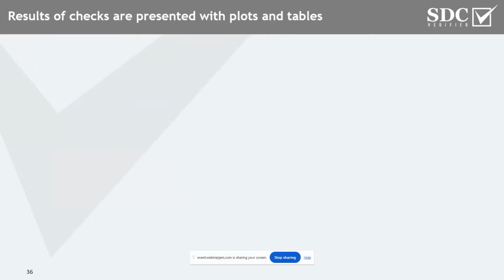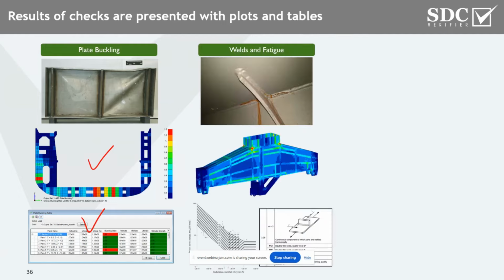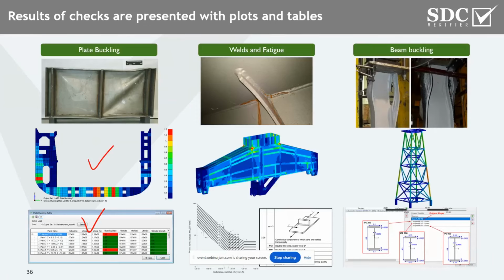About the results, they are presented typically with plots and tables. There are different ones, for example, like in this case for the plate buckling. For weld fatigue, the idea is basically the same, and it nicely represents the accuracy of the outcomes. Same thing about the beam buckling or joint or connection check. So basically tables, plots, graphs, that's the way to present your outcomes over there.